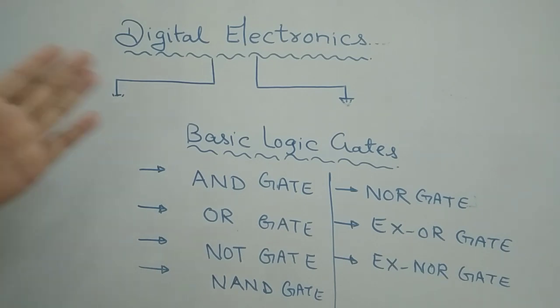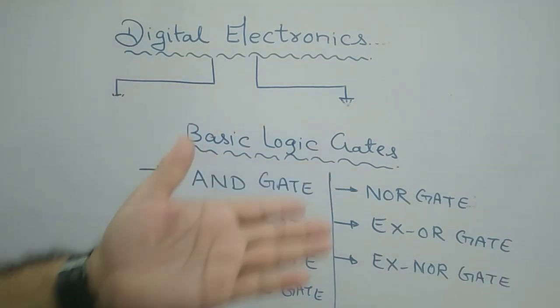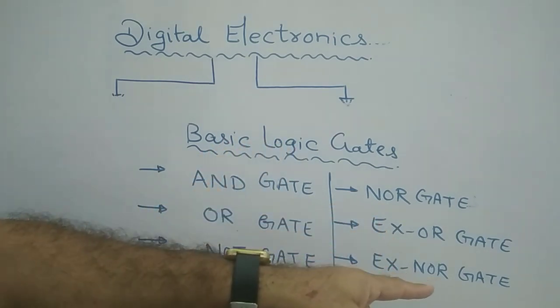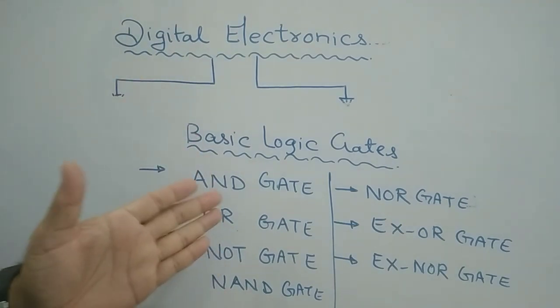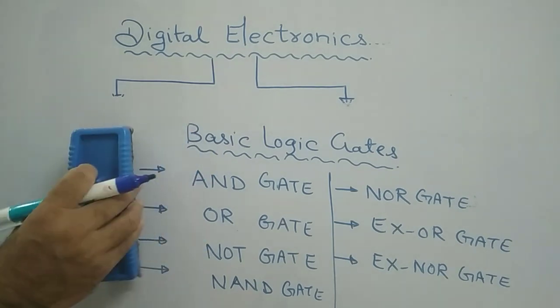So AND gate, OR gate, NOT gate, NAND gate, NOR gate, exclusive OR gate, and exclusive NOR gate, XNOR gate. These are the various gates we can come across throughout this subject. So what are these gates basically? I will explain a little bit about these gates.